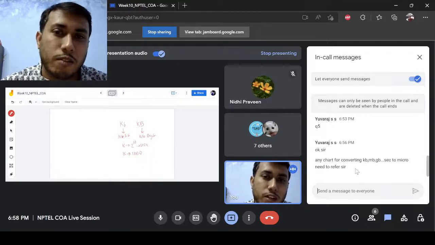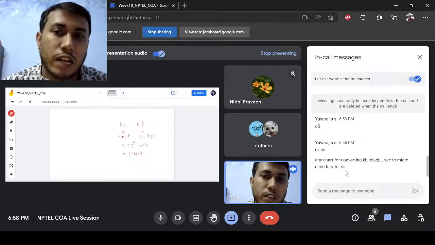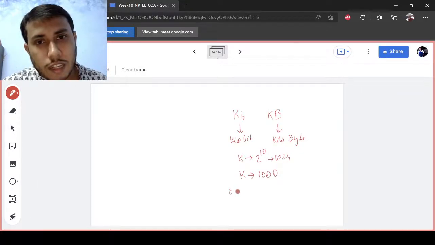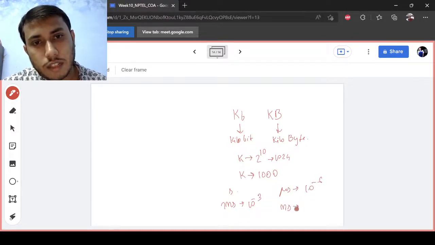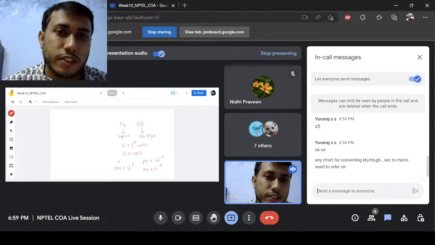This is confusing, but people use these terms, so what to do now? Generally, in the questions, if it is given that take K as 1024, then use that, or if K is given as 1000, then use 1000. Regarding seconds conversions: millisecond is 10 to the power minus 3, microsecond is 10 to the power minus 6, nanosecond is 10 to the power minus 9. That's it.